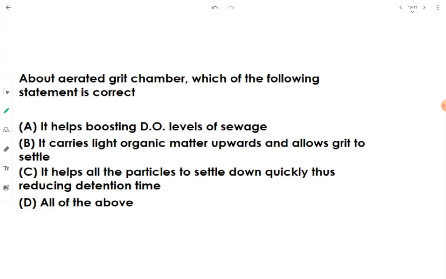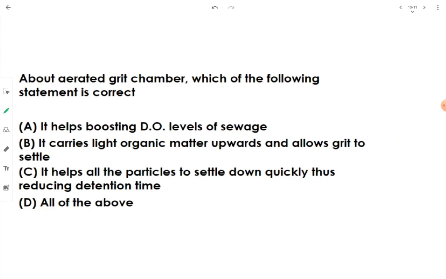Okay, final question. About aerated grit chamber, which one of the following statements is correct? It is regarding aerated grit chamber. Option C, it helps boosting DO level of sewage. No, when we are talking about aeration in grit chamber, it has nothing to do with DO level increment of sewage. The only reason we have an aerated grit chamber is to help carry the light organic matter upward and allow only grit to settle down.